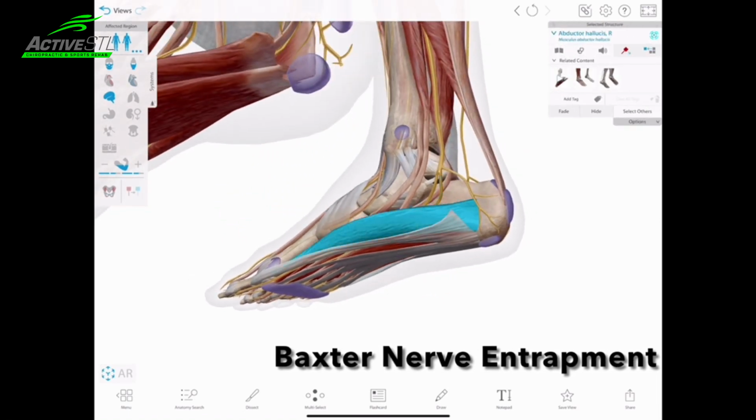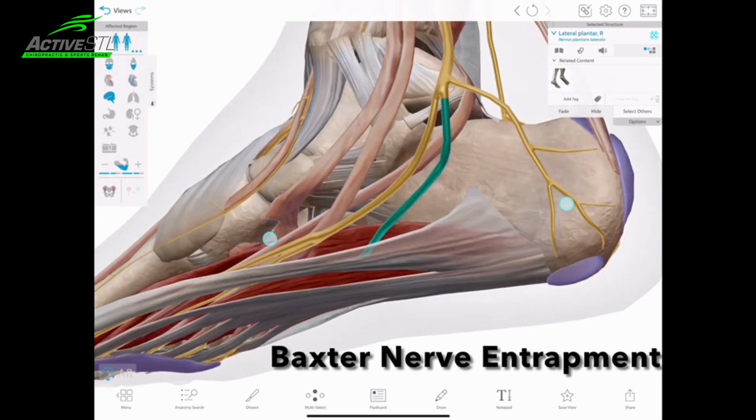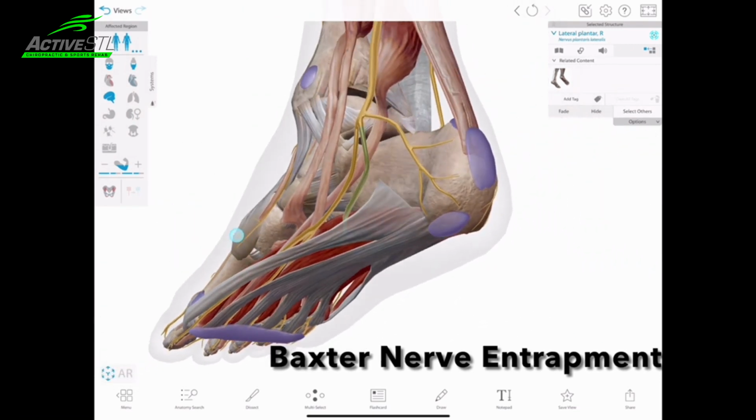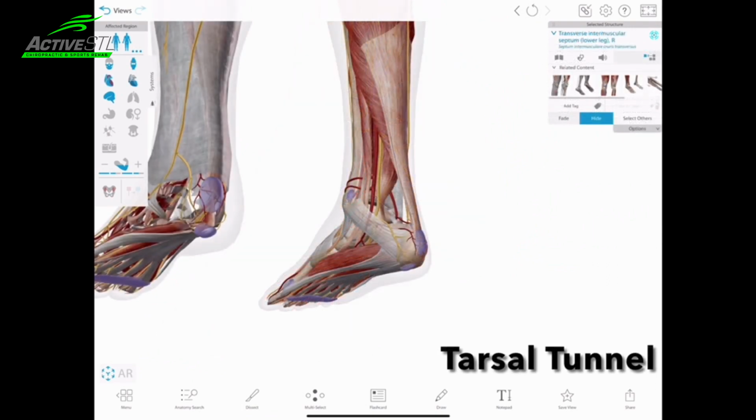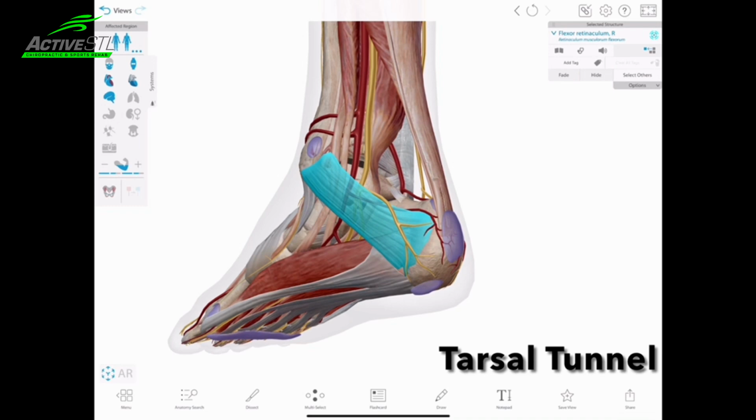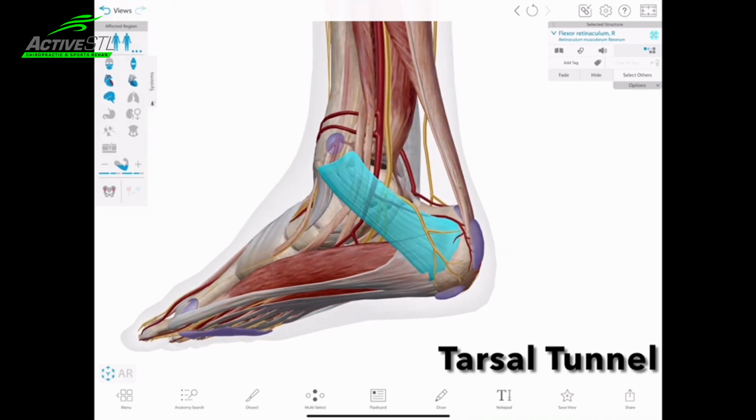One of them is Baxter's nerve entrapment. This is where the lateral plantar nerve becomes pinched and presents with numbness and tingling in the inner heel, so on the inside of the heel. We also have tarsal tunnel, which is essentially like the carpal tunnel for the hand, but for the foot and ankle. This is the passageway for tendons, nerves, and vessels to travel from the leg to the foot, and this is where compression of the tibial nerve can create altered sensation and motor function on the inside of the foot and heel.